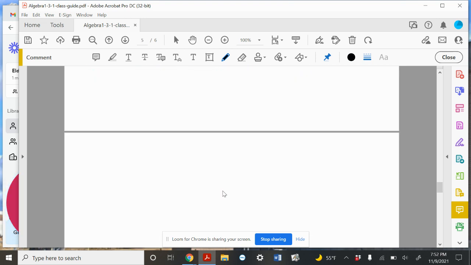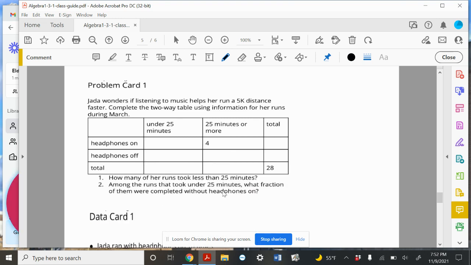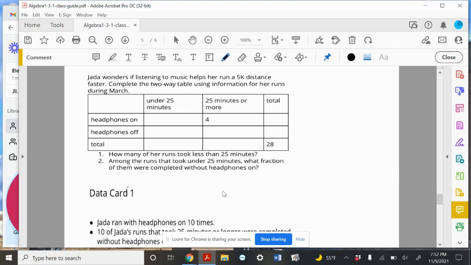Okay, so let's get into the problem cards. We have two problem cards that we're going to be working with as examples. So just to make sure that you understand how to do this, Jada wonders if listening to music helps her run a 5K distance faster. Complete the two-way table using information for her runs during March.